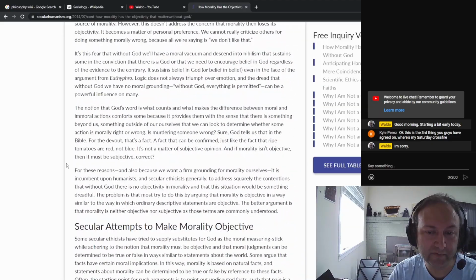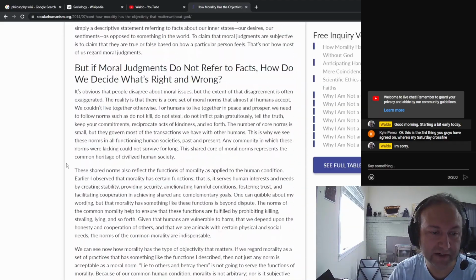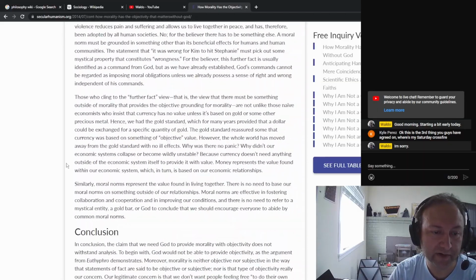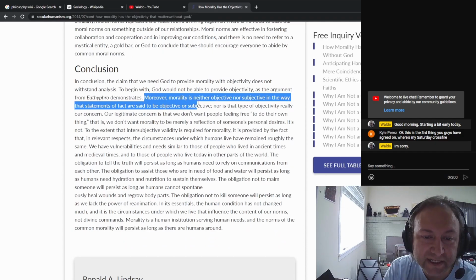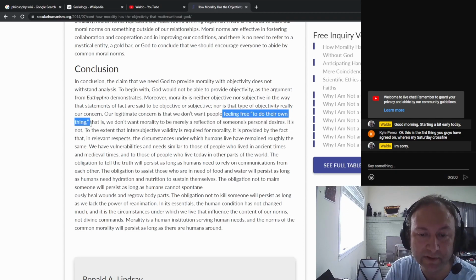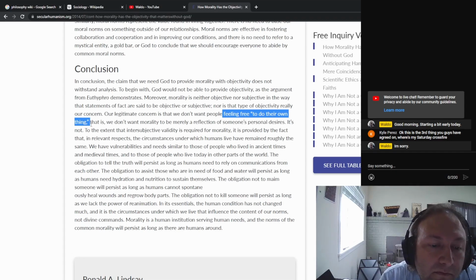And the thing that I read down here that I thought was disagreeing with you was down in the conclusion. I know I'm skipping all of this stuff, but I read through it. Morality is neither objective or subjective in the way that statements of fact are said to be objective or subjective. Nor is that type of objectivity really our concern. Our legitimate concern is that we don't want people feeling free to do their own thing, and that's fine. I don't want people to feel like they can break all the laws. It's that type of objectivity, right?